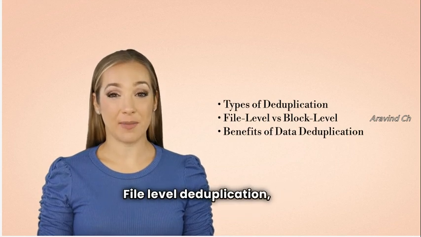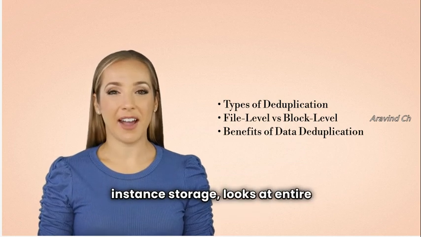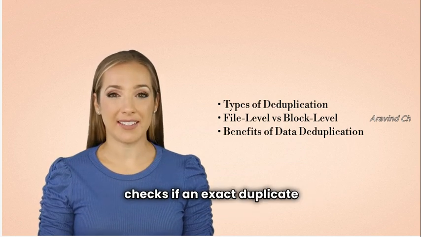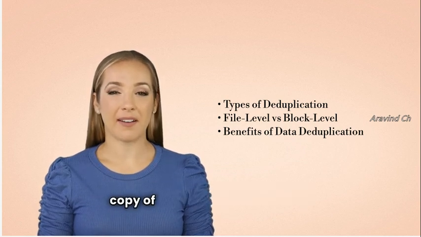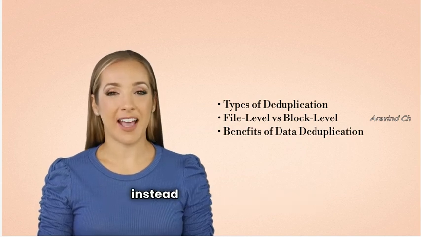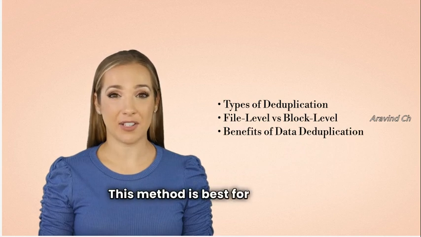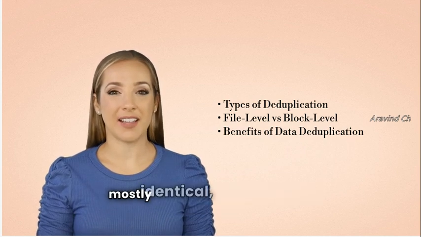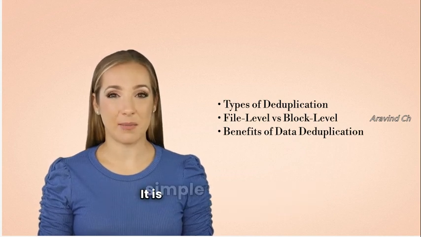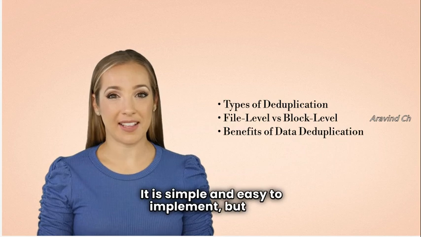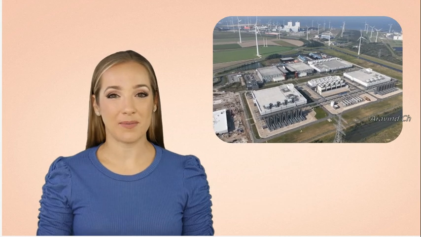File-level deduplication, also known as single-instance storage, looks at entire files and checks if an exact duplicate exists. If the file is already stored, any new copy of that file is not stored, but instead a reference to the original is created. This method is best for situations where files are mostly identical, such as backup files or documents. It is simple and easy to implement, but less efficient in environments where file contents change frequently.